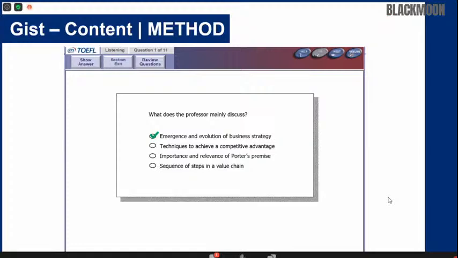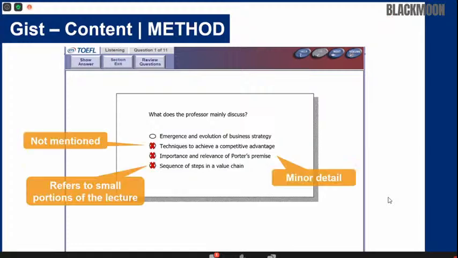So remember, they'll always give you answer options like these, okay? All the answer options that they'll give you will have been either mentioned or will be like a little part of the lecture somewhere. So it'll be like a minor detail or a small part, but keep your focus on overall what it was about. Overall, it was about business strategy. Everything else was related to that.